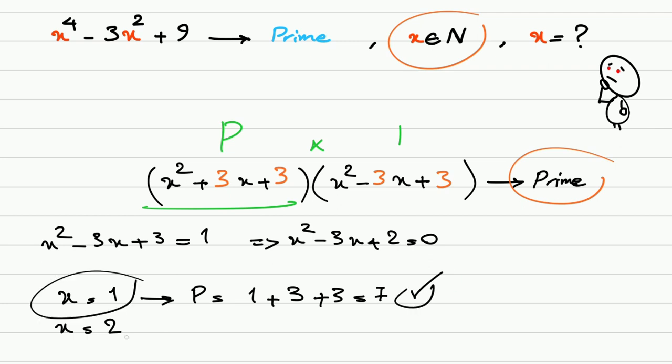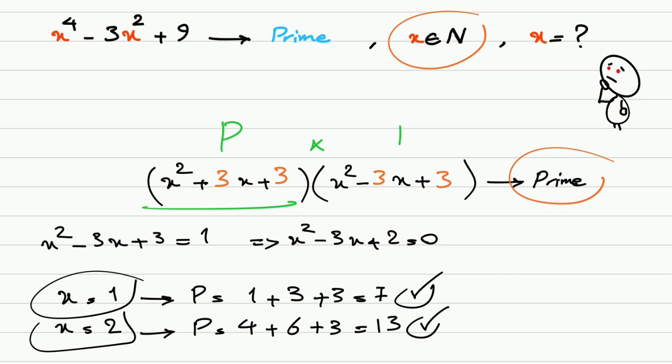So what about the second one? If x is 2, then p is 2 squared, 4, plus 3 times 2 plus 3, and that's 13. This one's also a prime number, so x is 2 is also acceptable. We found 2 answers for this problem. Tell me how you solve this.